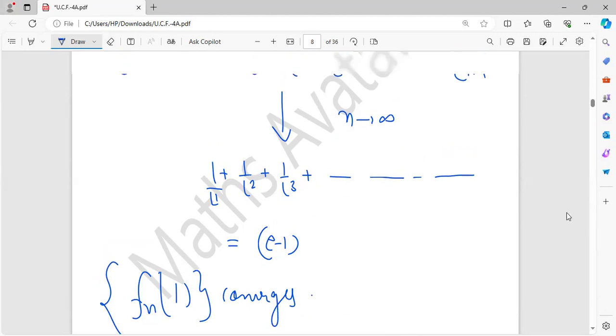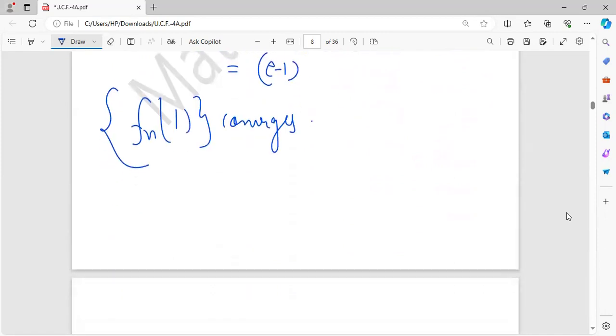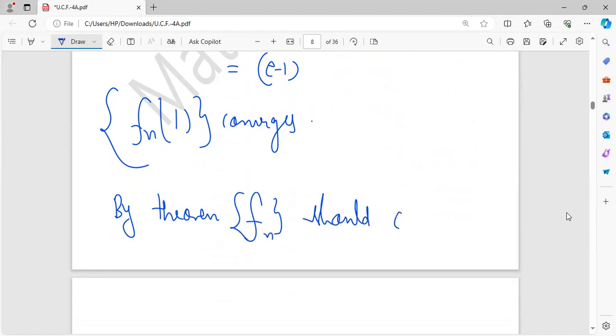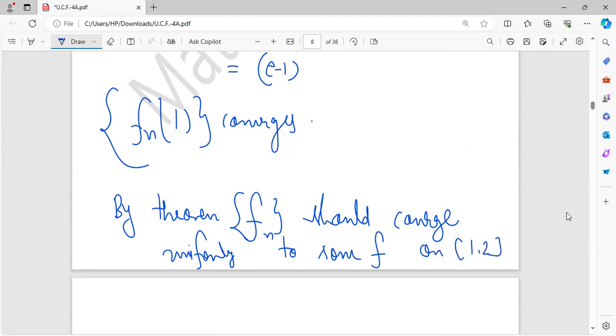Now you can guess that, obviously. Now observe one thing. By the theorem, f n should converge uniformly to some f on 1 to 2. So what is that f? Can you guess? Yes, you can guess, because you have to select f such that its derivative equals g. g is here e to the power x.